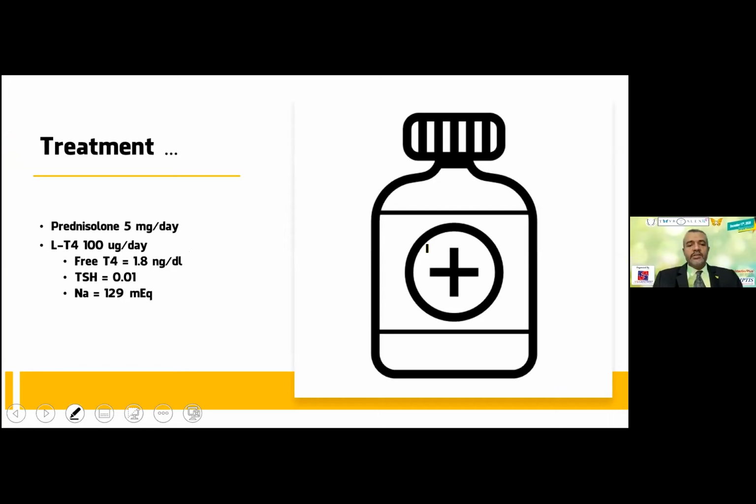For the treatment, he was started on replacement therapy for adrenal insufficiency, prednisolone 5 milligrams per day, and levothyroxine 100 micrograms per day, and he returned with these tests. Free T4 of 1.8, TSH of 0.01, and sodium concentration.